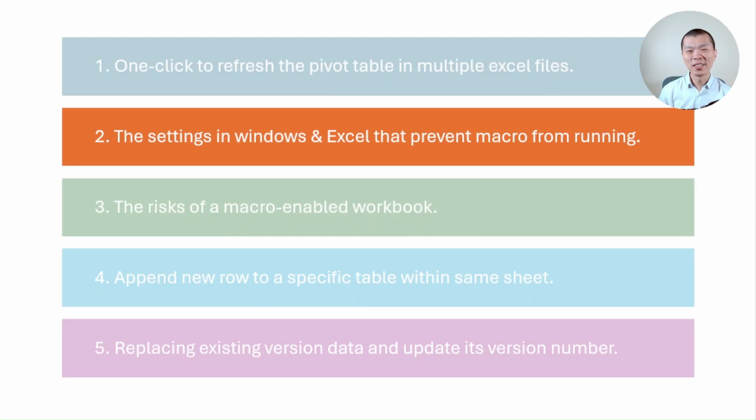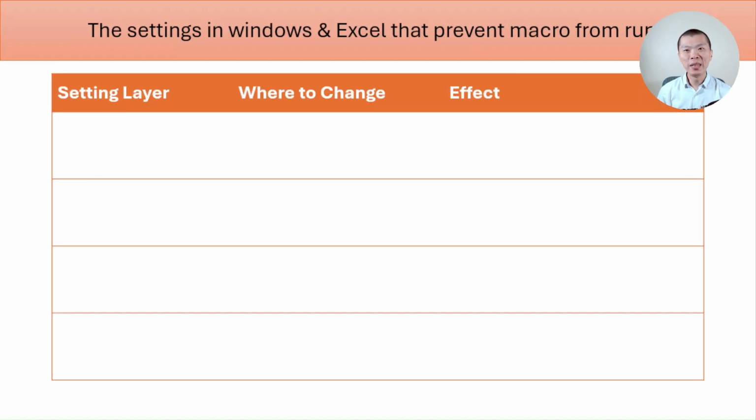Now we're going to answer the second question together. This question is about what are the settings in Windows or Excel that prevent macros from running. These are the common things you may encounter. So there are a few layers, and what are the things you could change, or what are the consequences or the effect. The first one is on the individual file.